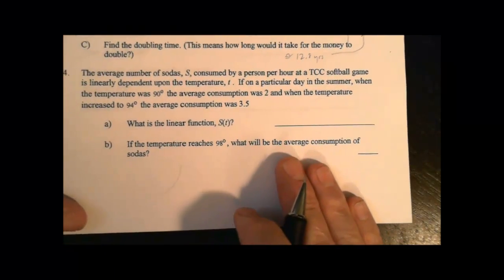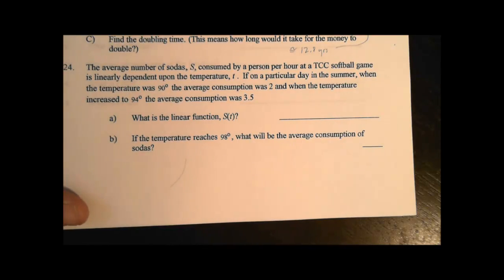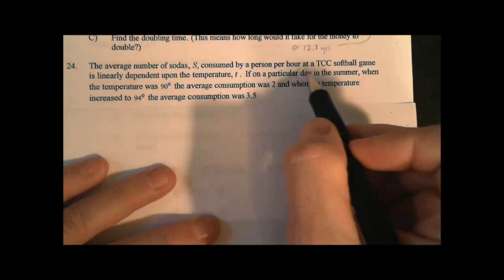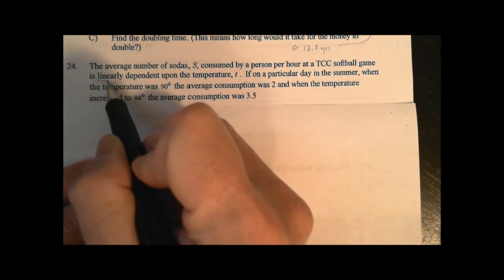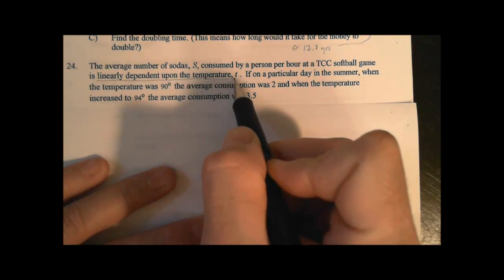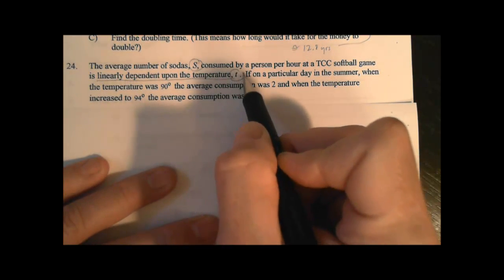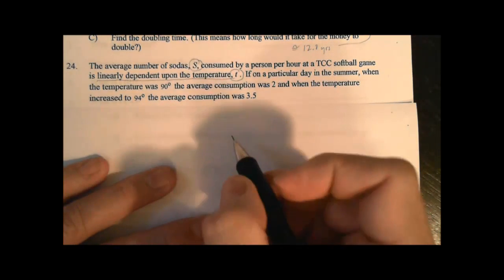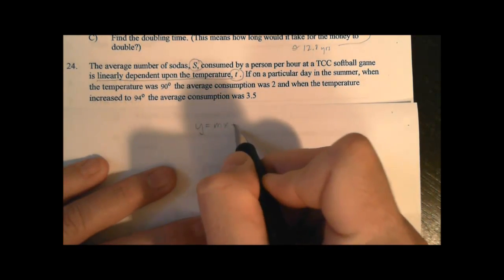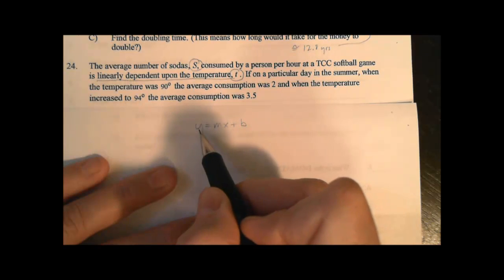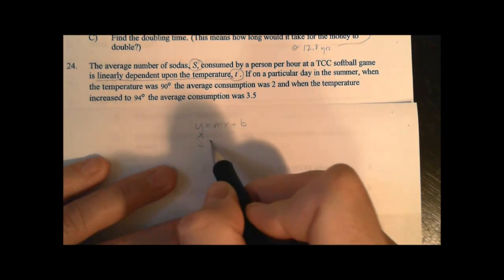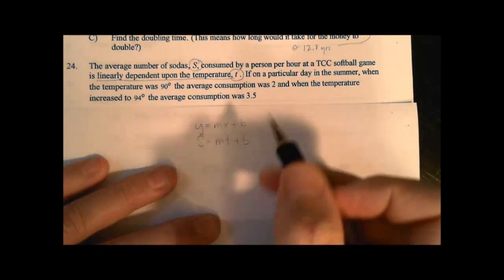And finally, we're left with 24, in which we have this word problem involving soda sales. It talks about the average number of sodas consumed per hour at a softball game is linearly dependent upon the temperature T. That means that S is a linear function of T, or equivalently that S and T graph together make a line. Remember the classic line is y equals mx plus b, where y is a linear function of x, or y depends linearly upon x. And so in our case, S is mt plus b.